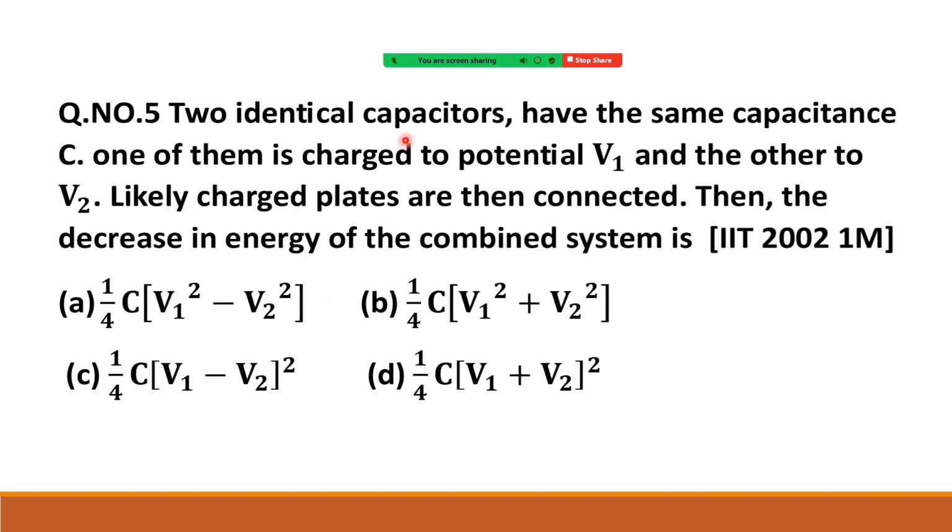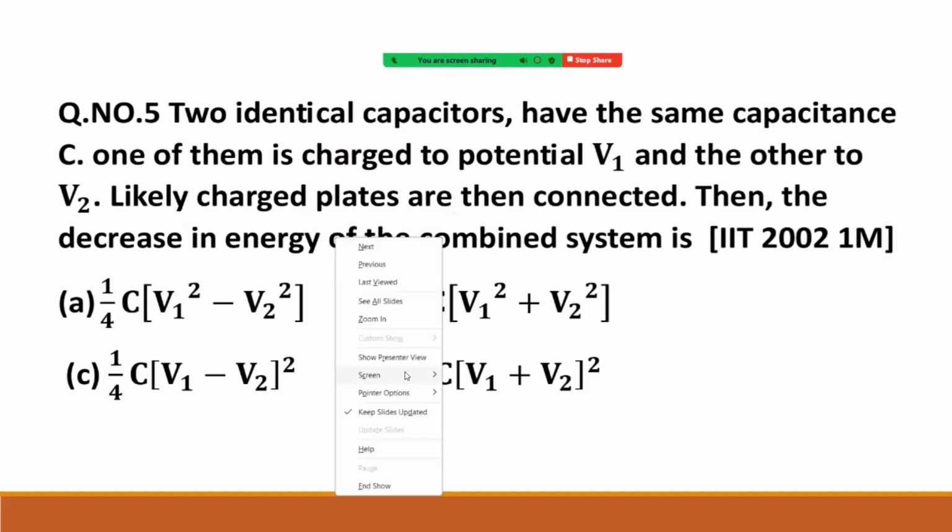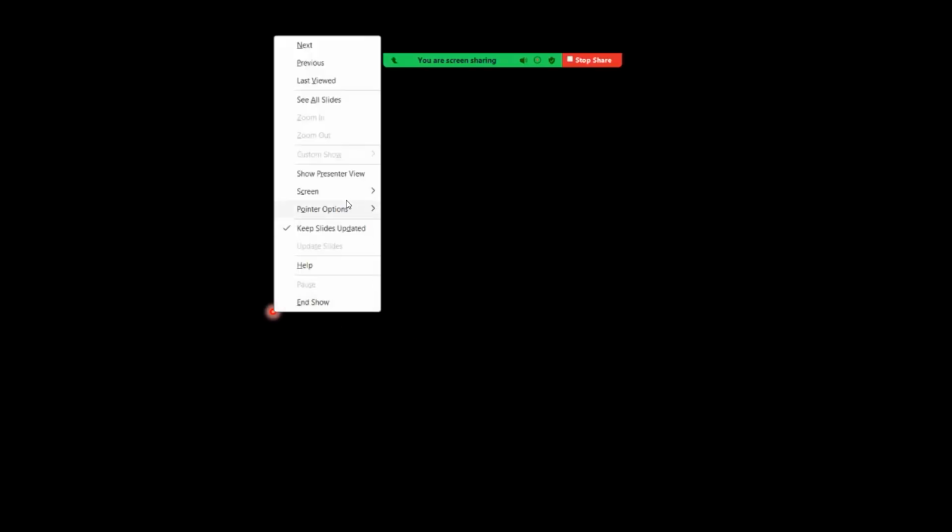Two identical capacitors have the same capacitance C. One of them is charged to potential V1 and the other to V2. Likely charged plates are then connected. Then the decrease in energy of the combined system is. So two identical capacitors connecting likely charged plates, right? See how to solve it.